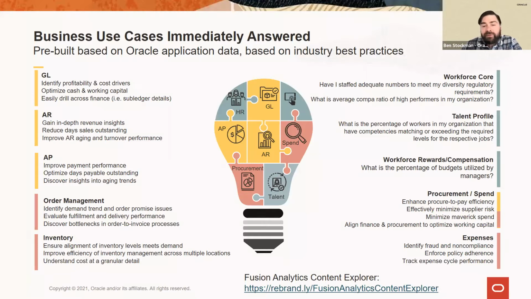So I believe we'll be sending this out. At the bottom here, we have a link to an externally facing content explorer. I encourage all of you to check it out. You can filter by module, by subject area, by KPI, and really get a sense of the full breadth of capabilities that we do offer out of the box. Because I can't do that all in one single slide here.